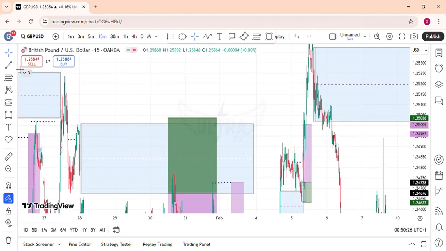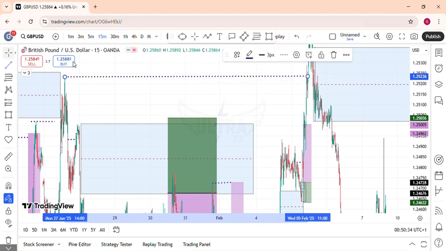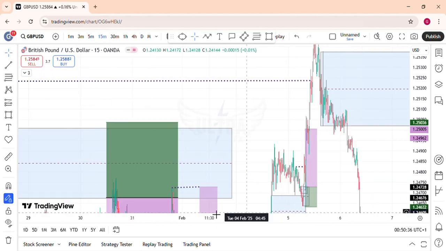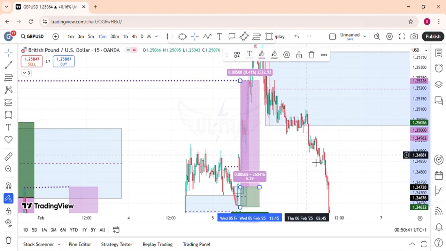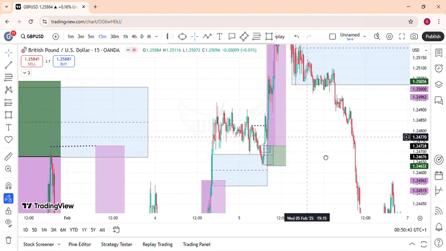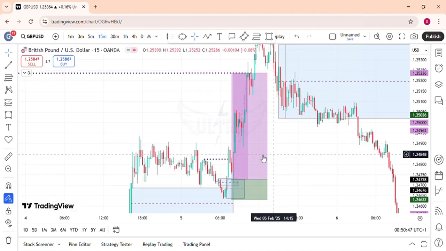You can lastly put your take profits here, which is giving you a risk to reward of 5.29. So you'd have taken profits of 1:5.